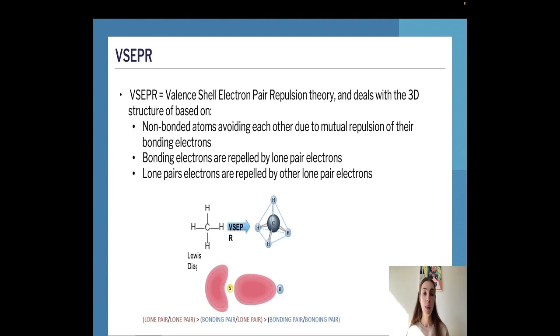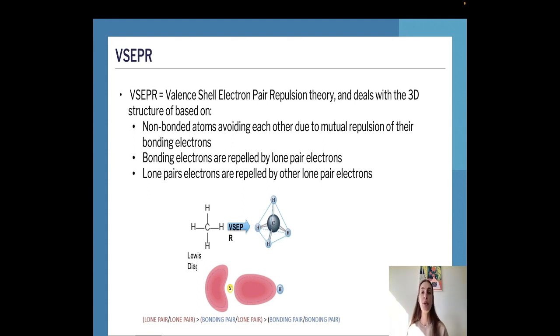Then we can also consider the bonding electrons, and they're repelled by lone pair electrons. That's talking about where we have a lone pair of electrons which aren't bonded to anything else, and they cause a bend away from the rest of the molecule because these electrons repel the rest of the molecule. And these lone pair electrons are also going to be repelled by other lone pair electrons.